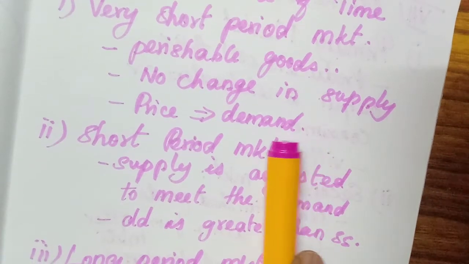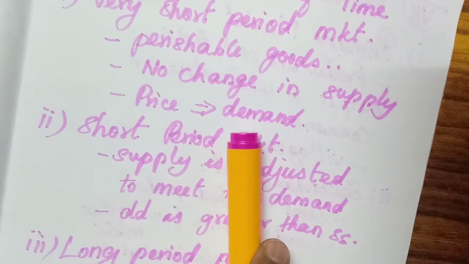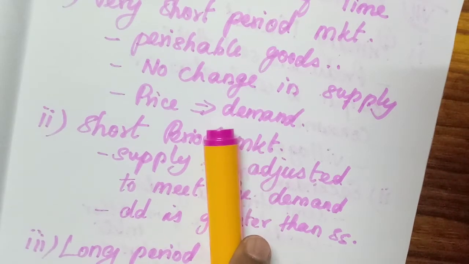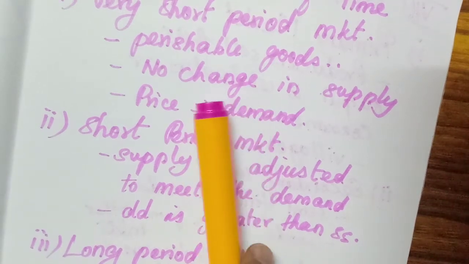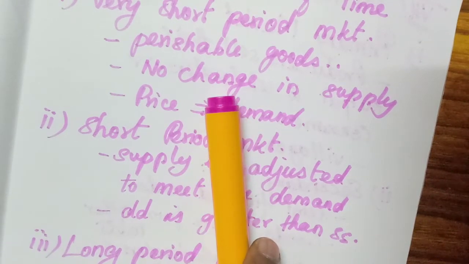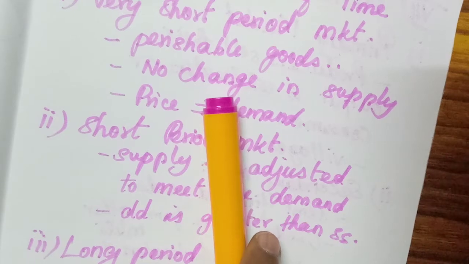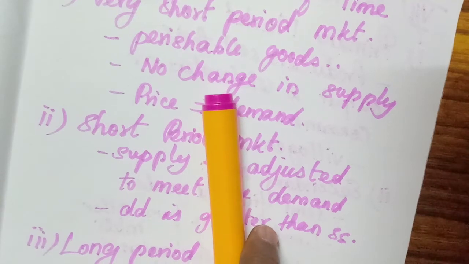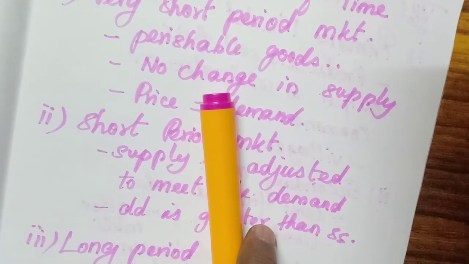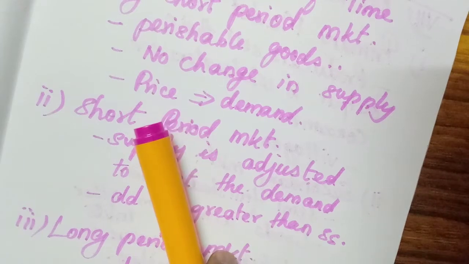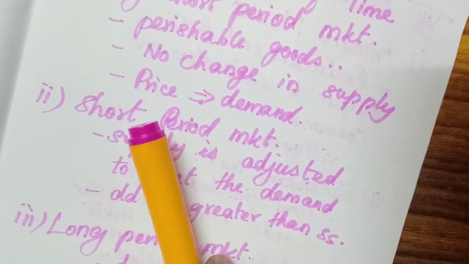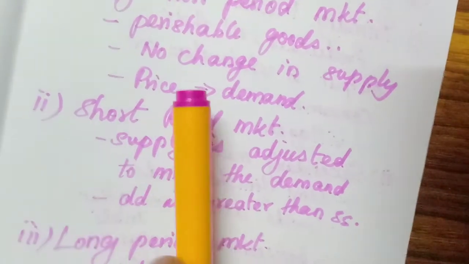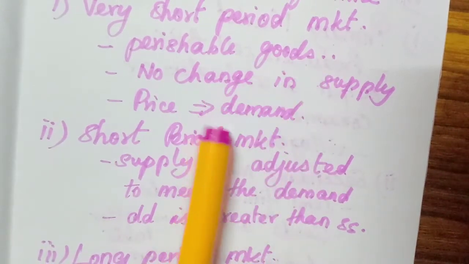If there is more demand, then the price will increase. Or we can say it is determined on the basis of supply also. If supply is more, for example with seasonal fruits, when more fruits come, then the price will get reduced. But if there is more demand for a particular product but the supply is less, then the price will increase. That is called a very short period market.